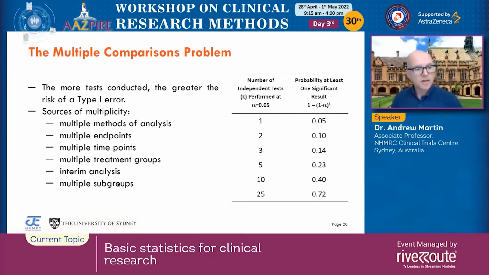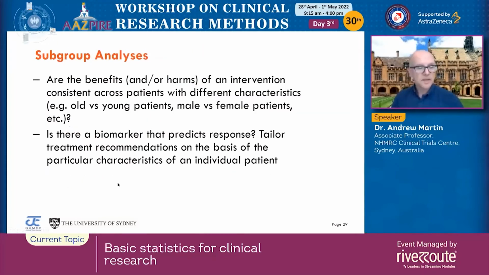So let's now talk more about subgroup analyses. It was one of the topics on the list I was asked to cover. And this is really a line of inquiry where we're wanting to determine if the benefits or harms of an intervention are consistent across patients with different characteristics. So is the effect of the treatment the same for old people and young people, for men, for women, for those with high tumour burden and those with low tumour burden?